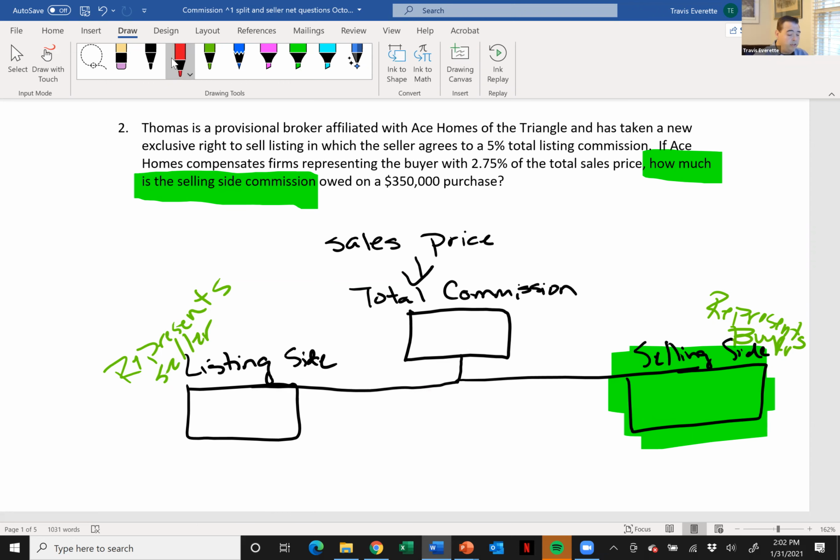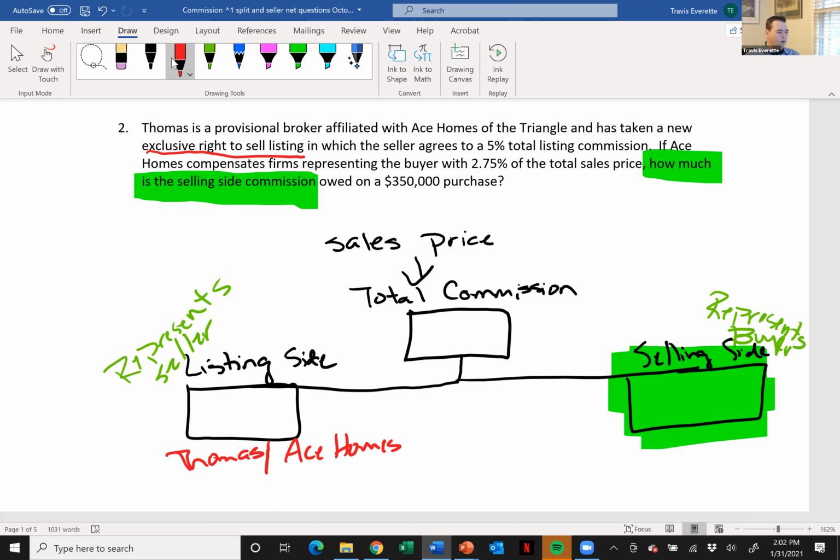Now I'm going to start filling in information. It says Thomas is a provisional broker affiliated with Ace Homes of the Triangle and has taken a new exclusive right to sell listing. So Thomas is over here on the listing side, and that's also where Ace Homes is. I think it's important to write that in because they're going to give you all kinds of names, and it helps to keep them where they're supposed to be. So Thomas and Ace Homes are the listing firm. And it says the seller agreed to pay a 5% total listing commission. Well, there's my 5% total commission right there.